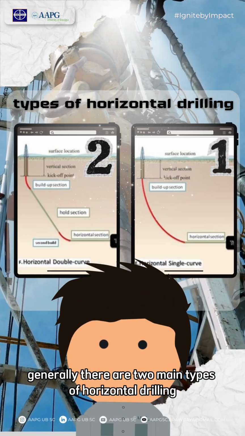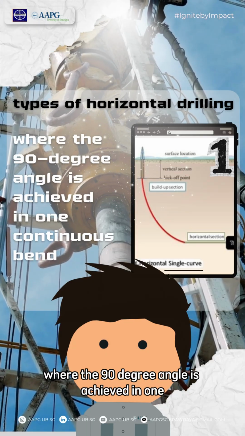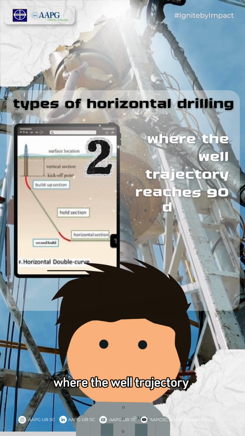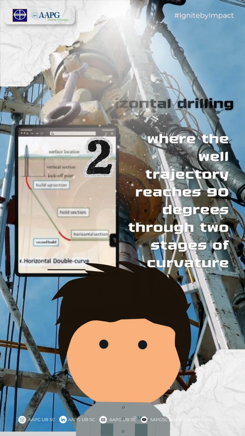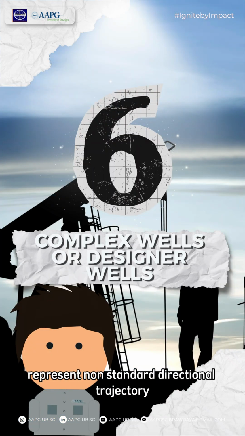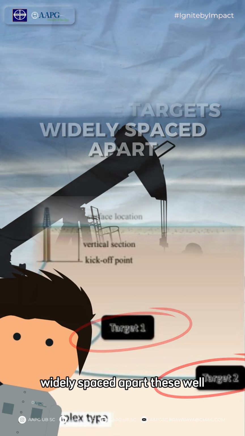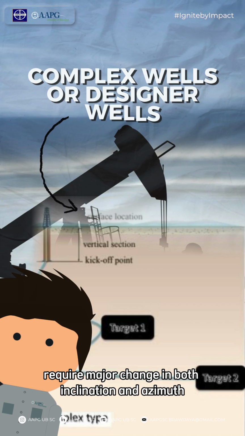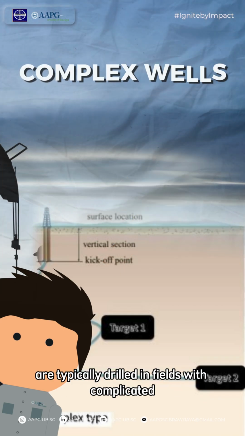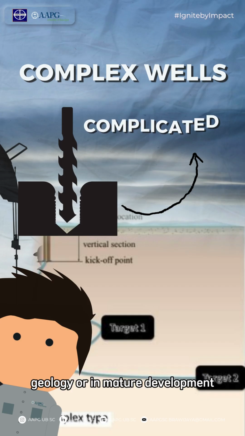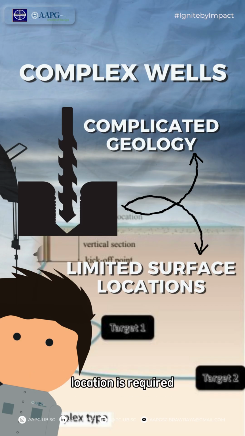Generally, there are two main types of horizontal drilling: the single curve type, where the 90-degree angle is achieved in one continuous bend, and the double curve type, where the well trajectory reaches 90 degrees through two stages of curvature. Sixth, complex well or designer well represents a non-standard directional trajectory that often involves multiple targets widely spaced apart. This well requires major changes in both inclination and azimuth and cannot be classified into the basic categories. Complex wells are typically drilled in fields with complicated geology or immature development where maximum reservoir access from a limited surface location is required.